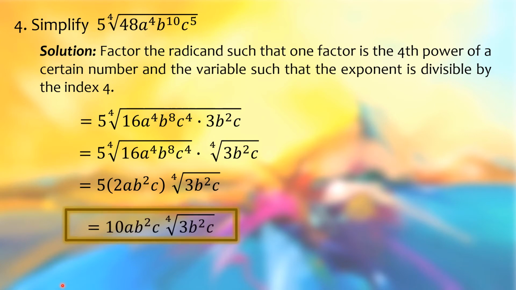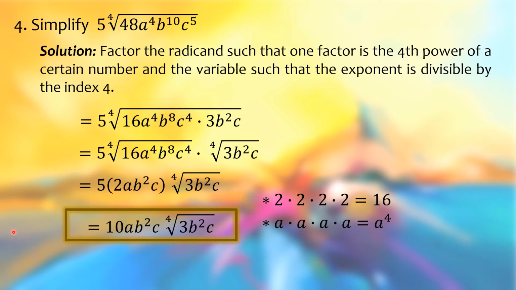So the final answer will be 10ab squared c times fourth root of 3b squared c. So paano naging 10? So minultiply na natin yung ating nakuhang fourth root na 2ab squared c sa 5 na whole number, kaya naging 10ab squared c. Because 2 times 2 times 2 times 2 is 16, so ito yon.